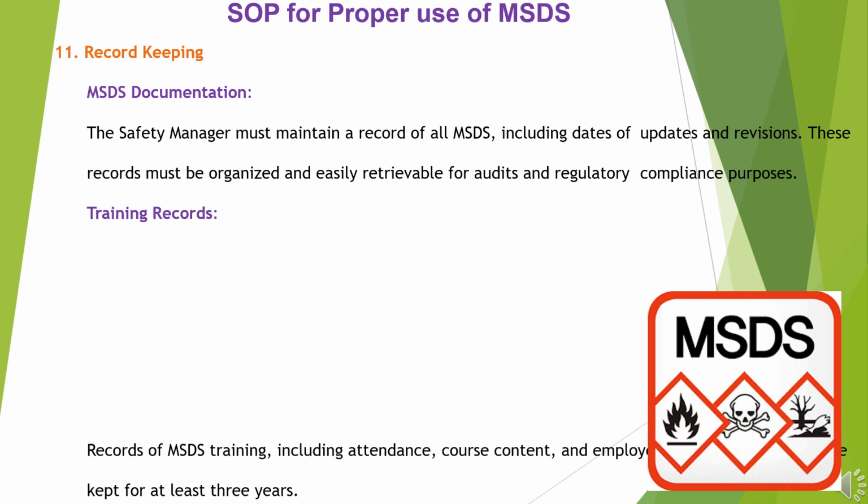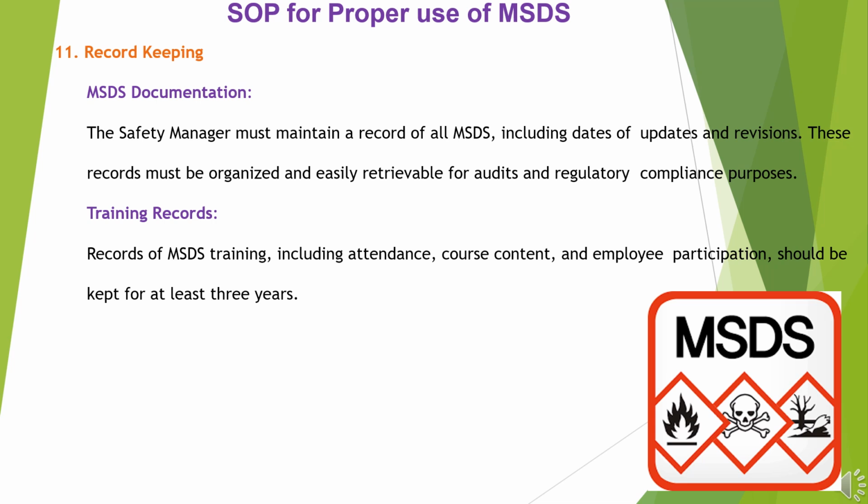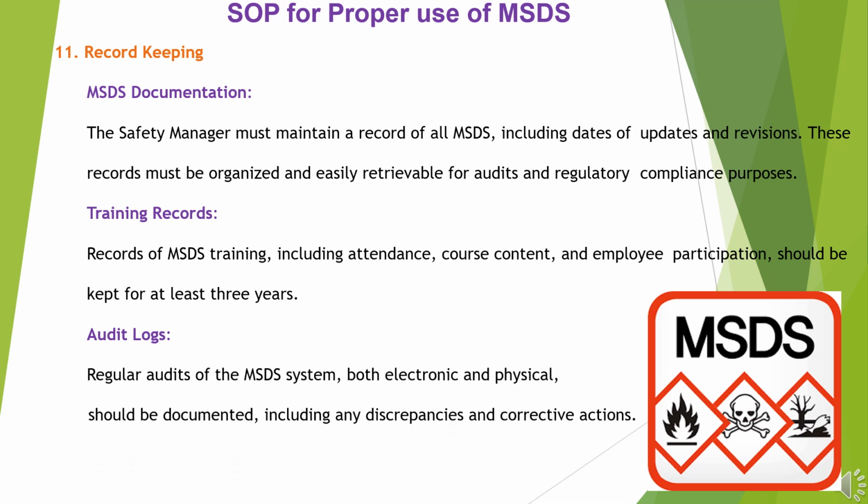Training records. Records of MSDS training, including attendance, course content, and employee participation, should be kept for at least 3 years. Audit logs. Regular audits of the MSDS system, both electronic and physical, should be documented, including any discrepancies and corrective actions.